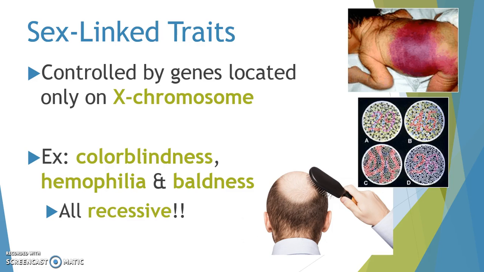Like I said before, sex-linked traits are all traits controlled by genes located on your X chromosome, only on the X chromosome. And there are three traits that you need to know about that are related to sex and the X chromosome. And they are color blindness, the inability to distinguish between colors, hemophilia, a blood clotting disorder, and also baldness. And regardless of the type of sex-linked trait it is, all three of these traits are recessive. And we need to keep in mind they are located on the X chromosome.